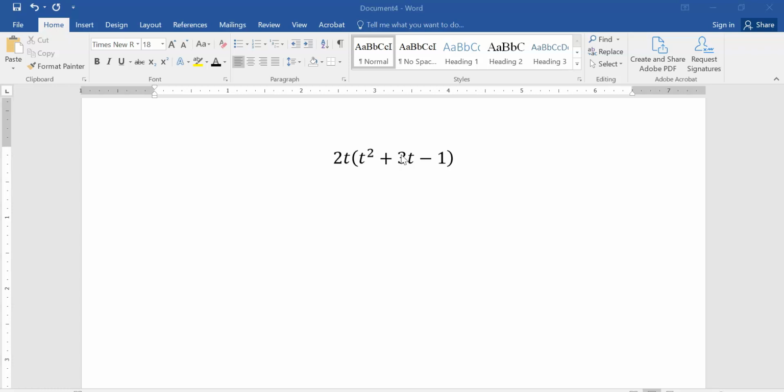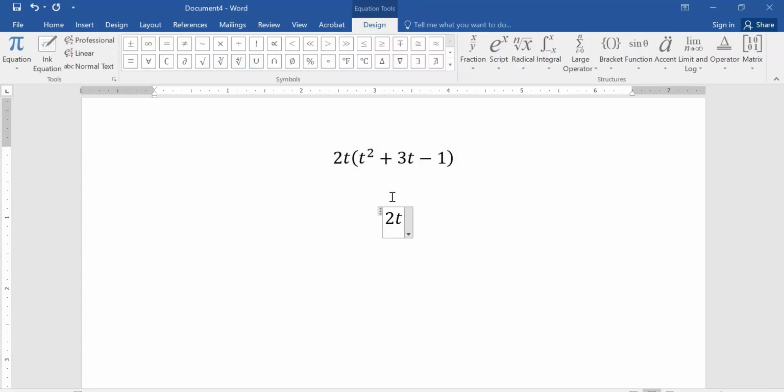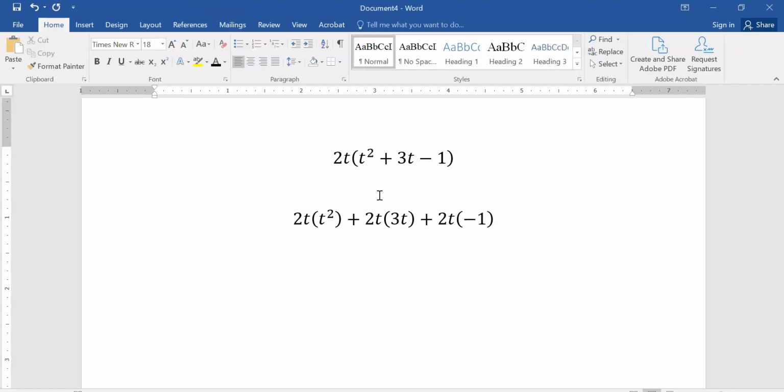2t times t squared plus 3t minus 1. What's going on? You're going to take the 2t, and that's going to be multiplied by the t squared. And then you're going to multiply. Now, because this is going to get multiplied times a different term, I have to signify that, so I'm going to put a plus there. You're going to multiply the 2t by the 3t, and then plus, you're going to multiply the 2t by the negative 1.